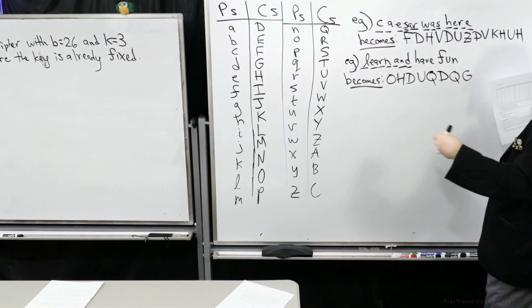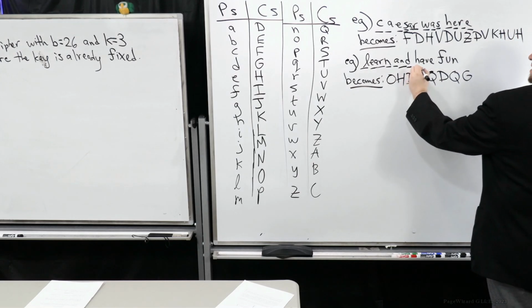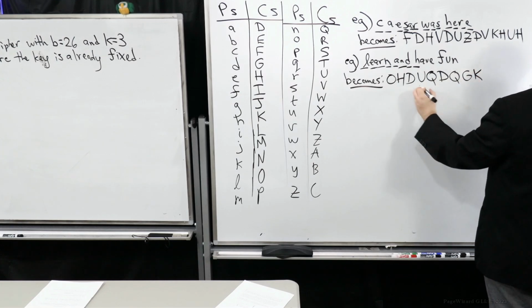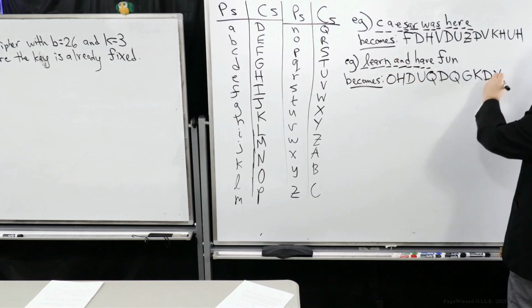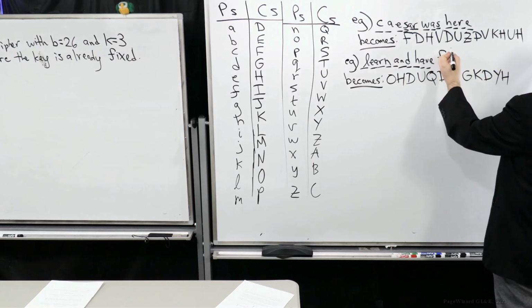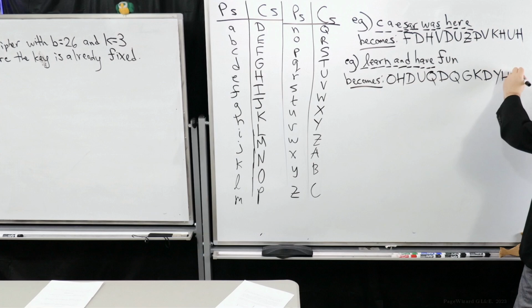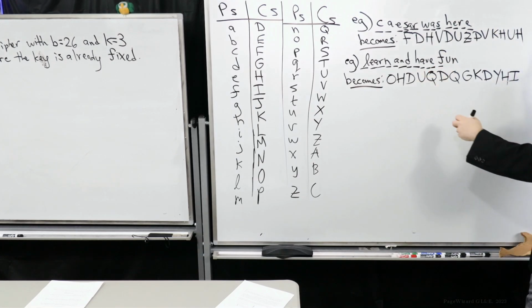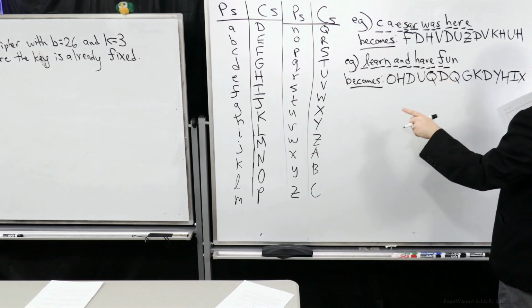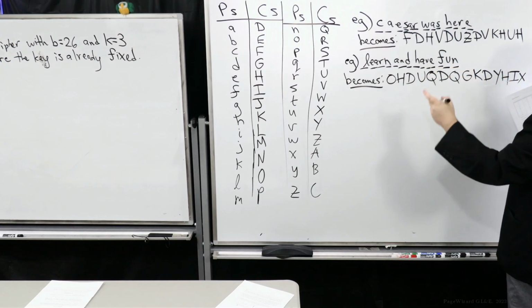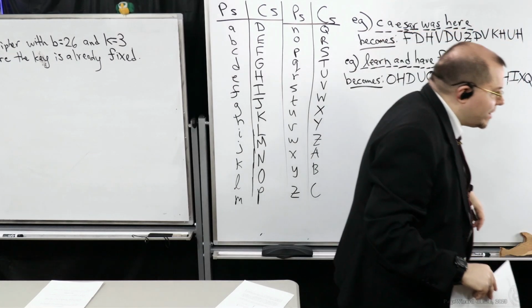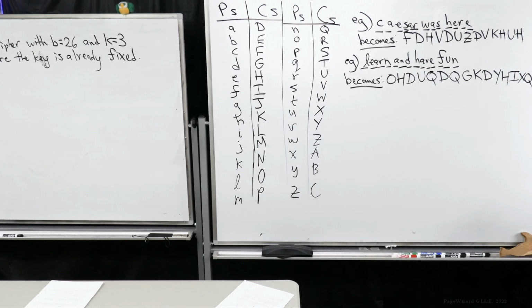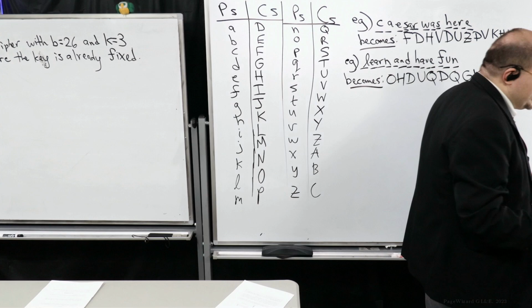You see how if you did this many times, this would go a lot faster? H is K, A is D, V is Y, E is H, and then I have the last three. We got "fun." F is I, U is X, and then lastly I have N. N is Q. Let's make sure I got it all in there. Yeah, I got it. Okay, good. I just wanted to make sure.